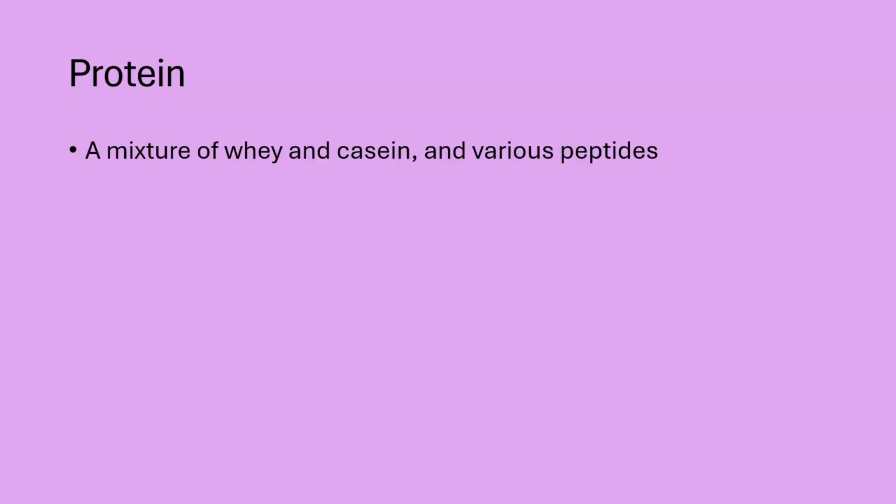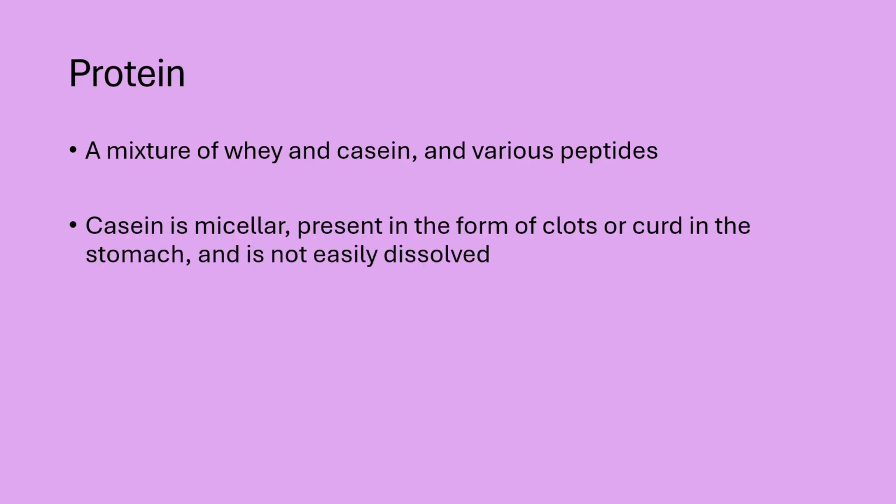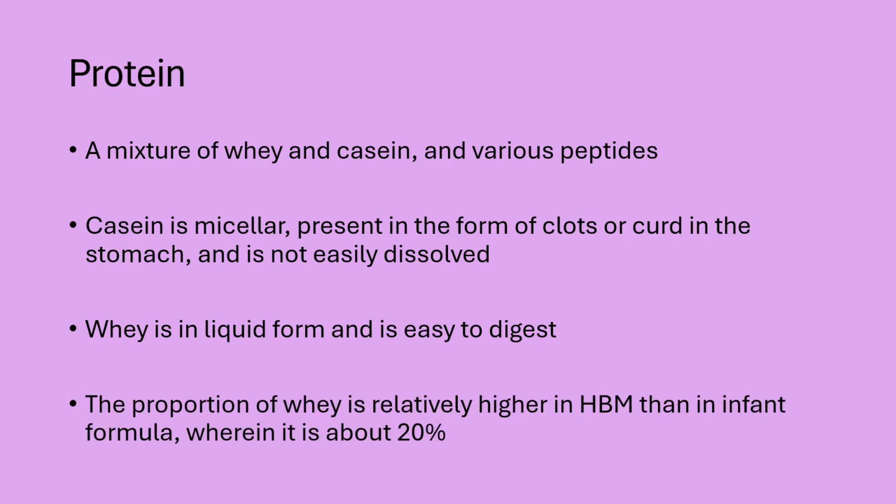We also have protein. Protein in human breast milk is a mixture of whey and casein and various peptides. Casein is micellar, present in the form of clots or curds if you've ever seen any infant vomit, and it's not easily dissolved. Whey is in liquid form and it's easy to digest. The whey-casein ratio varies according to the timing of breast milk. In colostrum, the ratio is high. It could have almost 90% whey and 10% casein, but this gradually changes to about 60-40 in mature milk. And the proportion of whey is relatively higher in human breast milk than in infant formula, where it's about 20%.